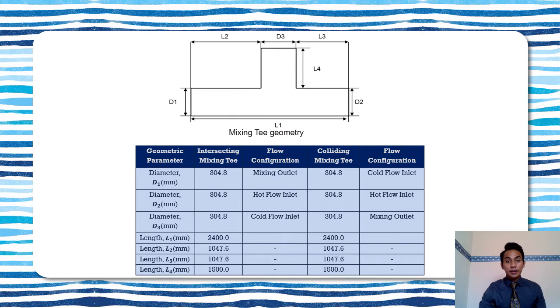So for colliding mixing T, the cold flow enters from D1, which is at the left side, and hot flow will come from D2, which is from the right side. Then they will be mixed up at the mixing region, which is at the center, and flow as a mixed flow towards the D3, which is the branch pipe.